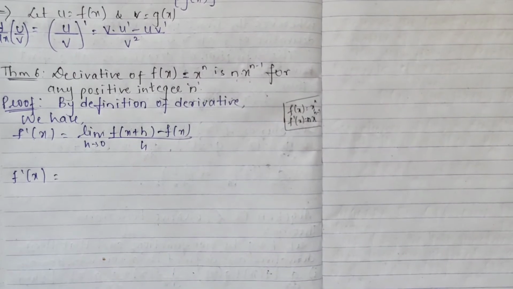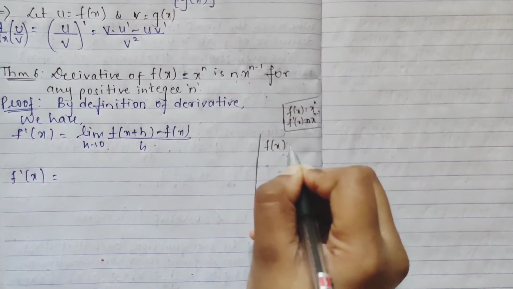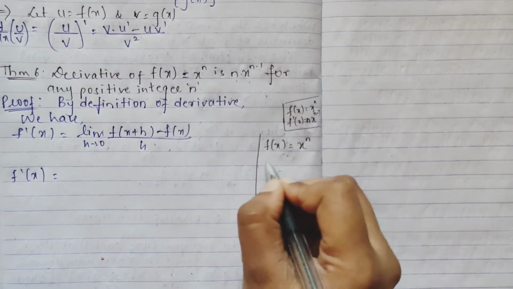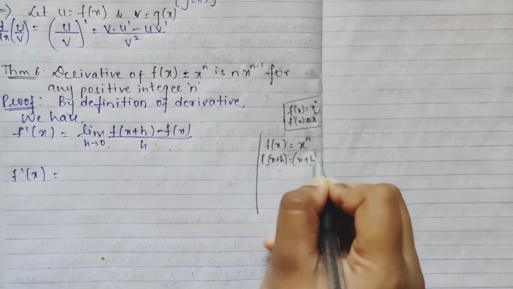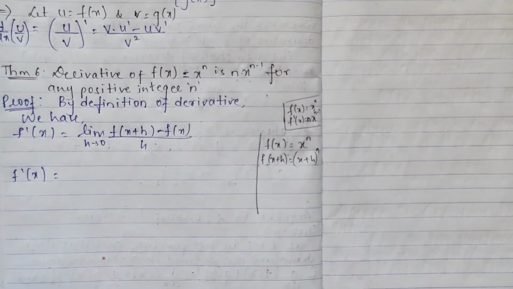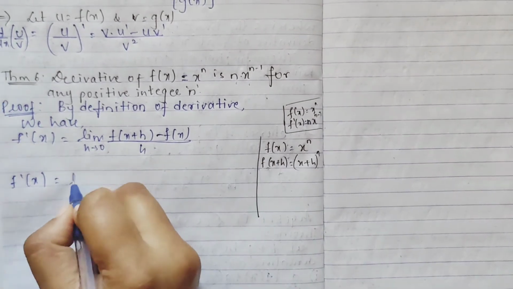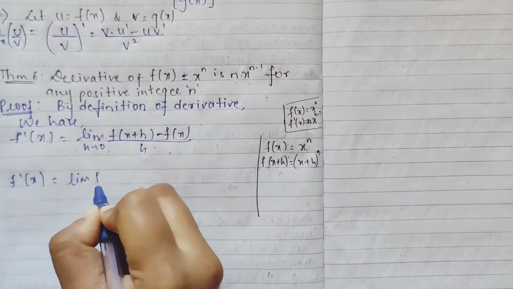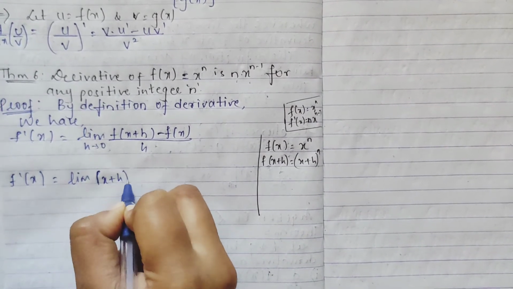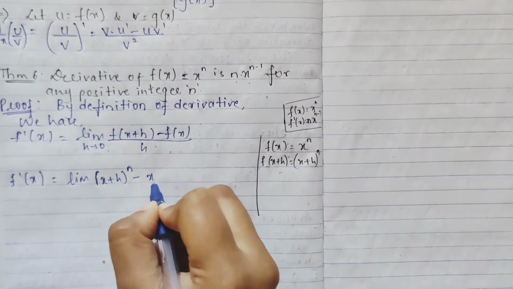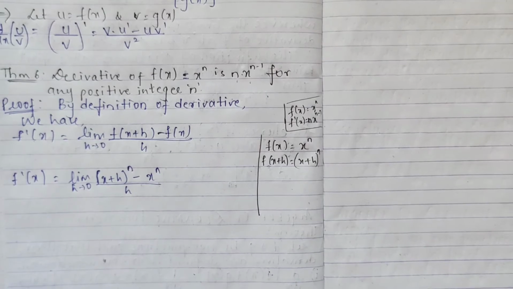This is our definition. Now, f of x they have given as x raised to n. So f of x plus h will be what? x plus h whole raised to n, right. So f dash of x is the limit of x plus h whole raised to n minus f of x, which is x raised to n, whole divided by h as h tends to 0.